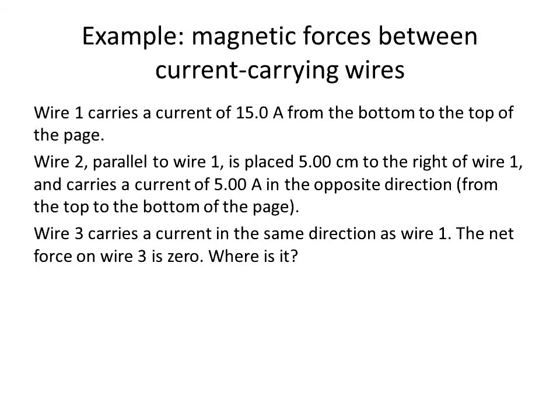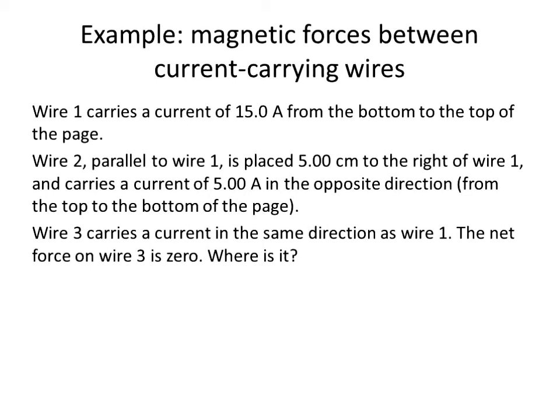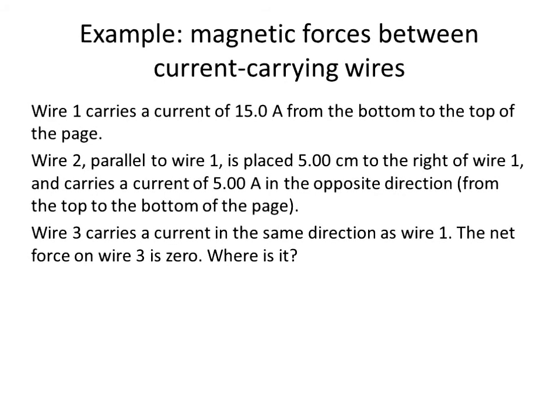Here's an example of magnetic forces between current-carrying wires. Wire 1 carries a current of 15 amperes from the bottom to the top of the page. Wire 2, parallel to wire 1, is placed 5 centimeters to the right of wire 1 and carries a current of 5 amperes in the opposite direction, from the top to the bottom of the page. Wire 3 carries a current in the same direction as wire 1. The net force on wire 3 is 0. Where is it?